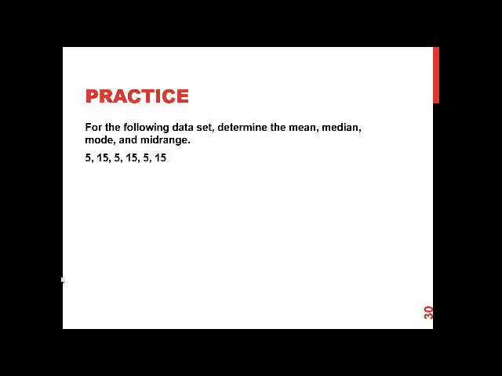5, 15, 5, 15, 5, 15. Put these in order, we get 5, 5, 5, 15, 15, 15. The mean will be the sum of these numbers, which is 60, divided by the number of items, which is 6. 60 over 6 is 10. So our mean, once again, is 10.